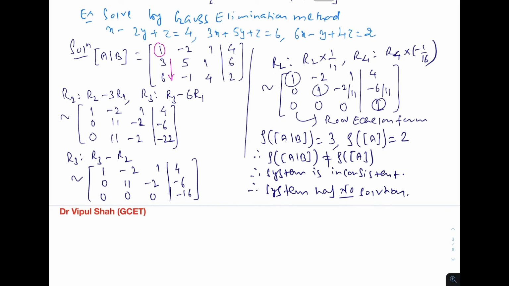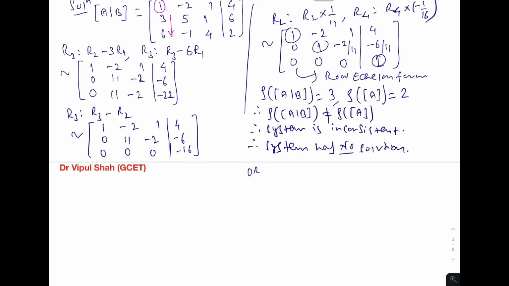See, another way also you can look. From this last row we are having 0x, 0y, 0z, and that is equal to 1. So that is also another way to check. So the last row suggests that 0 equal to 1, which is not possible. So that is also the way to decide the system is inconsistent or it has no solution.